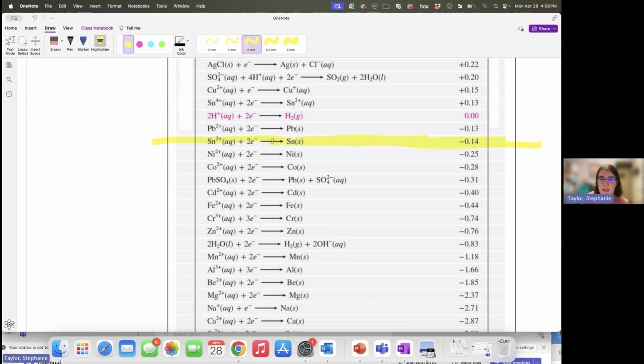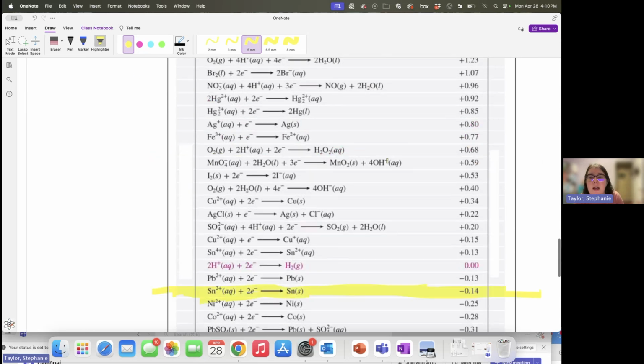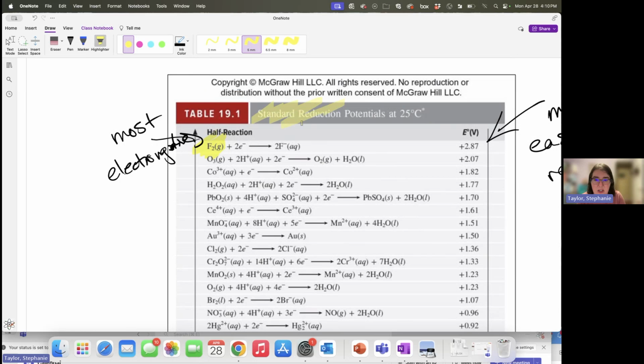So here's my tin. This is my standard reduction potential. The table says it's a standard reduction potential, so everything in this table is a reduction value. The whole table. Everything you pull off of here is a standard reduction value.